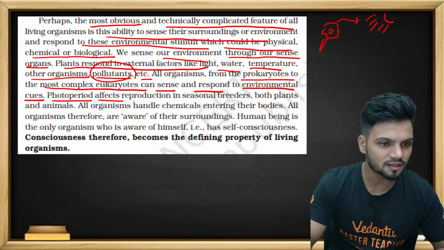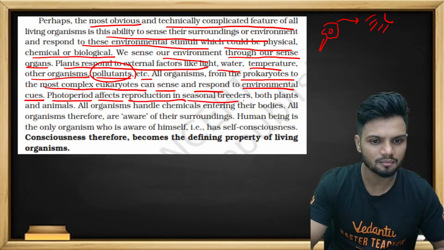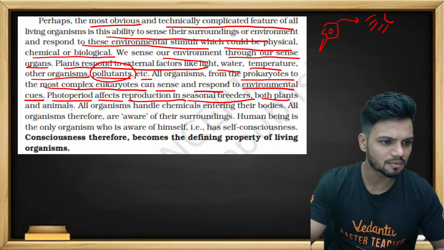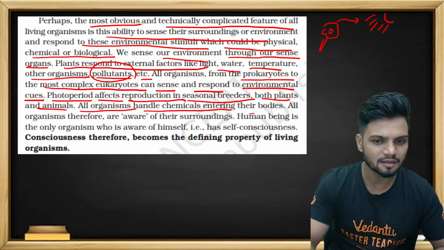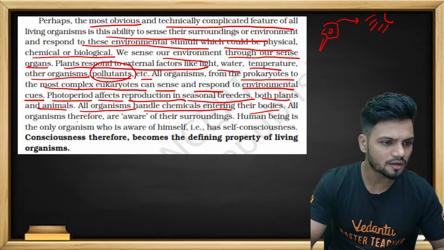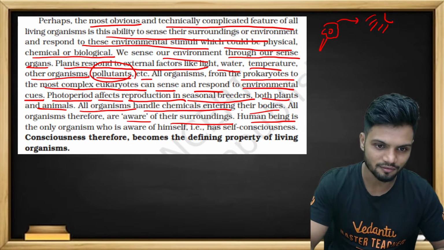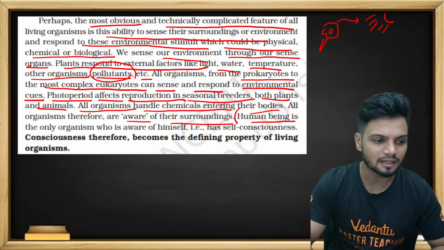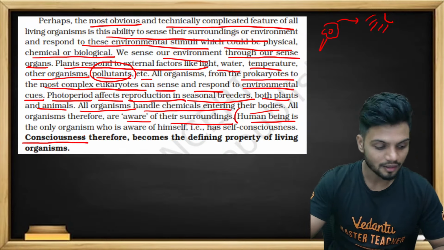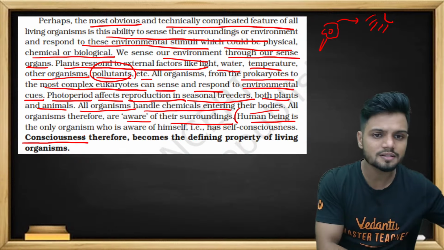Photoperiod affects reproduction in several seasonal breeders, both plants and animals. All organisms handle chemicals entering their body. Obviously, all organisms are therefore aware of their surroundings. Human beings, very, very important now. So till now, can I tell what consciousness is?